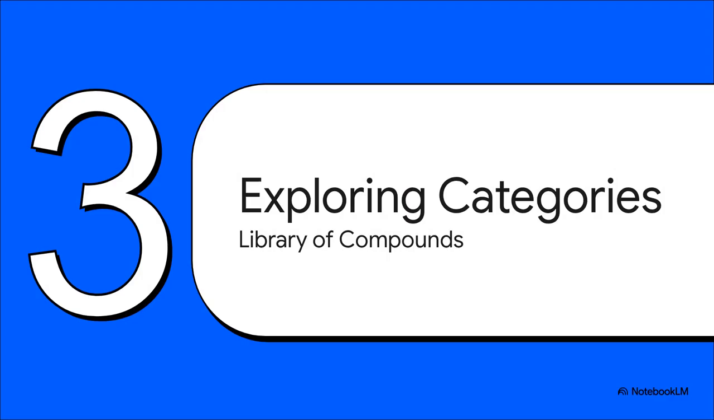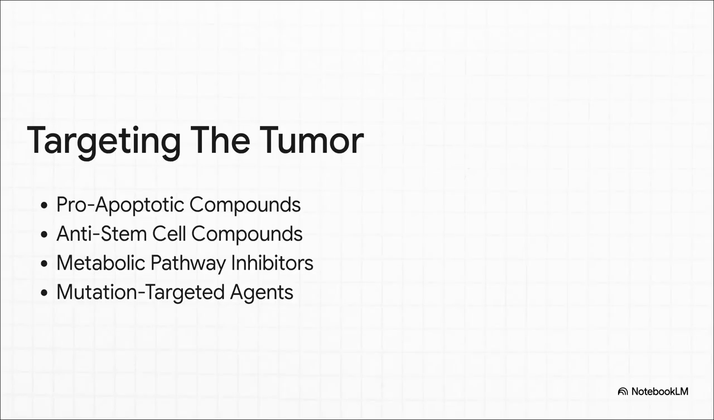Okay, so let's get into the heart of the tool, which is this huge library of compounds. We're going to explore the different research categories it uses to help you start making sense of everything you're finding out there. So this first group of categories is all about targeting the tumor directly. You've got things like Pro-Apoptotic compounds, which is really just a sciencey way of saying things that encourage cancer cells to go through their natural self-destruct process. Or you'll see Metabolic Pathway Inhibitors, which is all about the research into ways you might be able to starve a tumor by cutting off its fuel sources, like sugar.